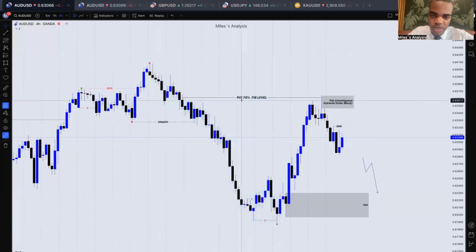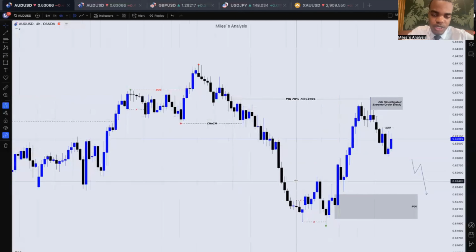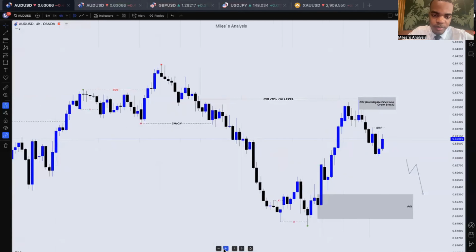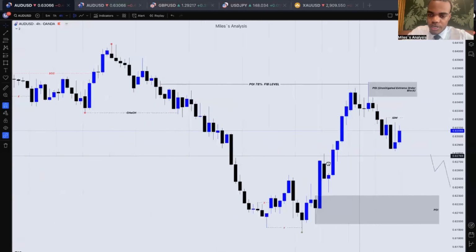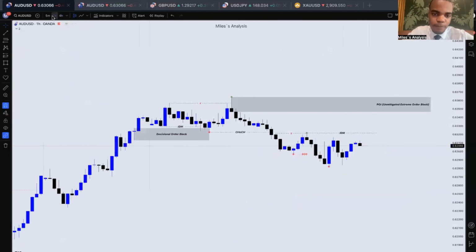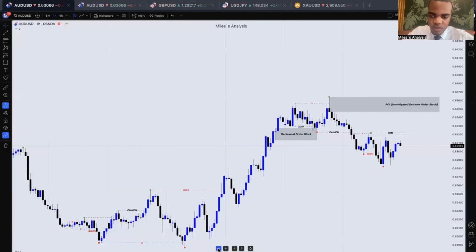As you can see here, POI, 78 fib level. So we're looking for shorts from this point. But this is on 4H. For entries, we go to lower time frames. So based on this H4 analysis, we can go to 1 hour to look for possible setups for intraday.